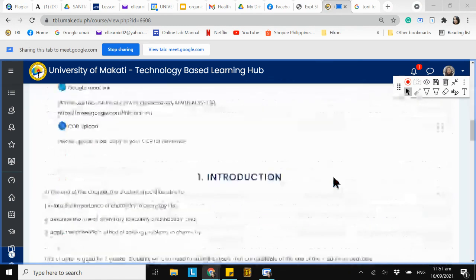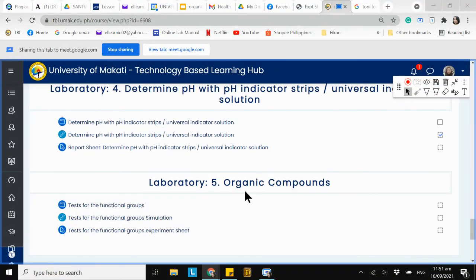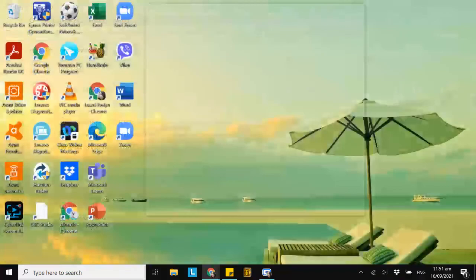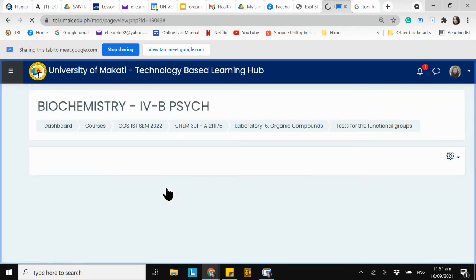Okay, so here I added the experiment for organic compounds. This is actually more on the functional groups. Okay, so ganun pa rin. So the first one, the entry will be more on a page showing all the procedures.